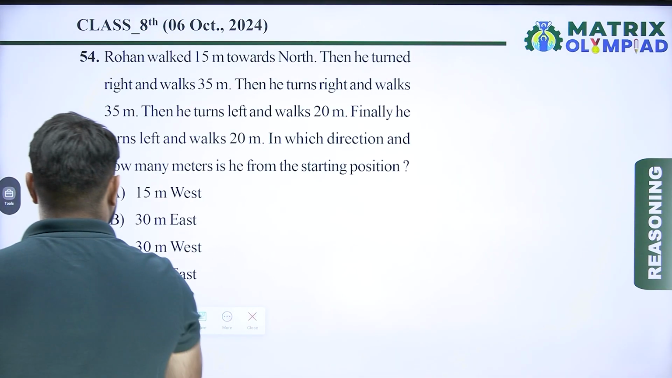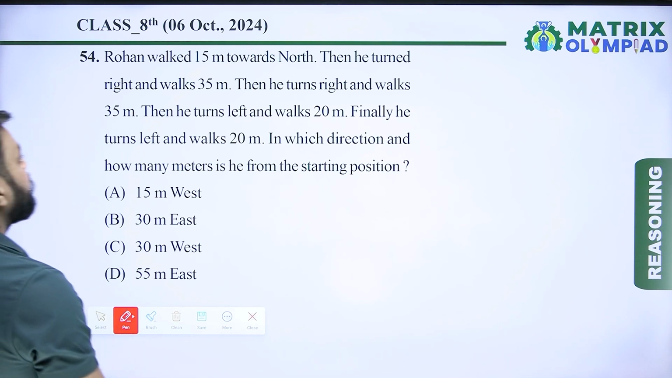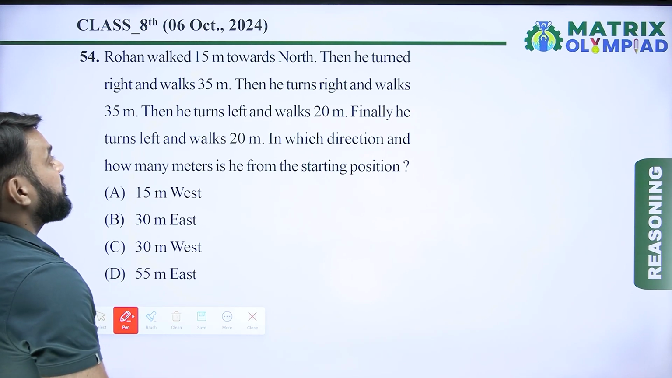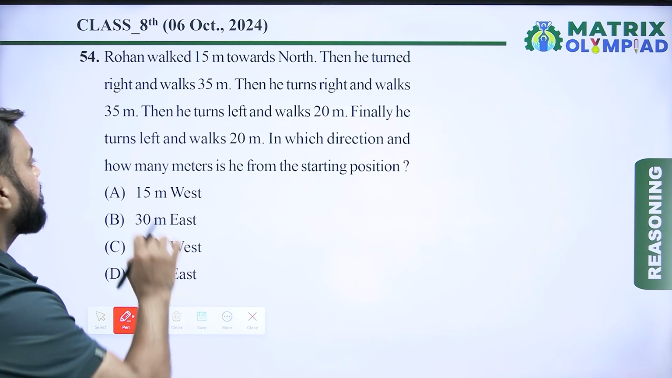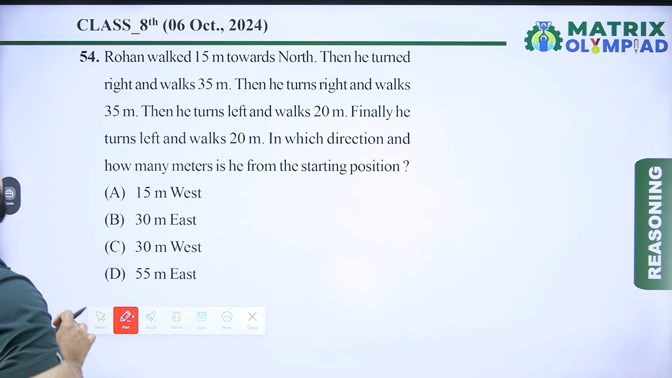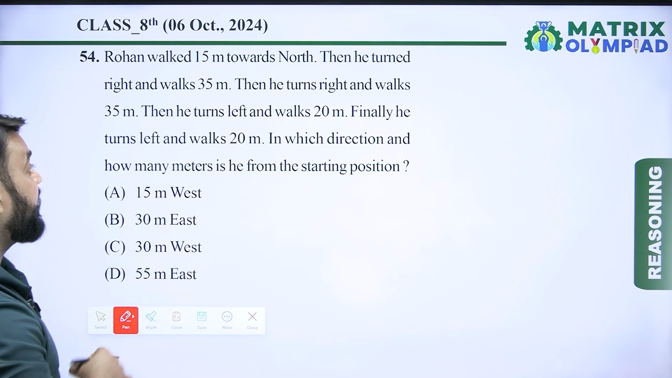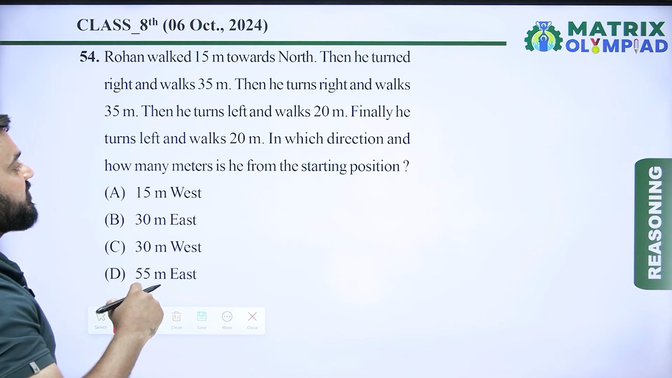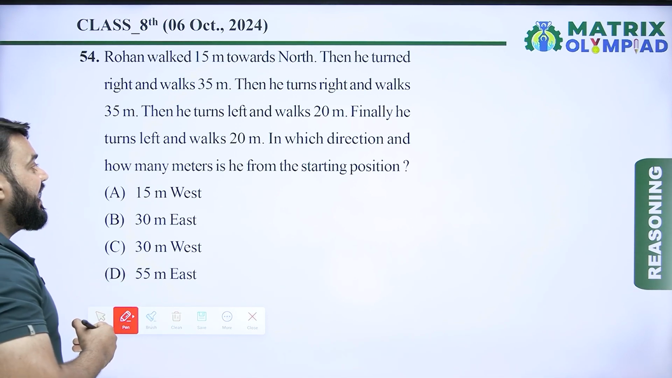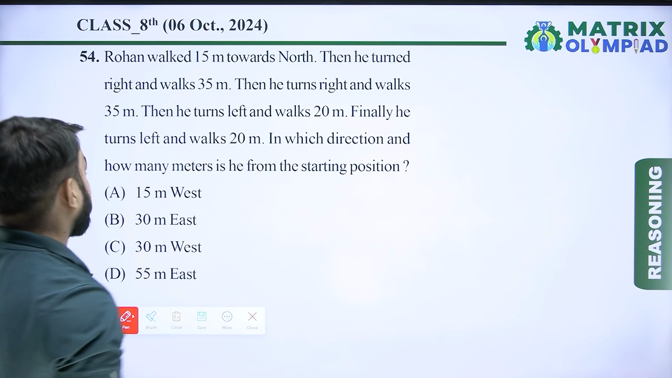Now the next question is question number 54. Rohan walked 15 meter towards north. Then he turned right and walked 35 meter. Then he turns right and walks 35 meter. Then he turns left and walks 20 meter. Finally, he turns left and walks 20 meter. In which direction and how many meters is he from the starting point?